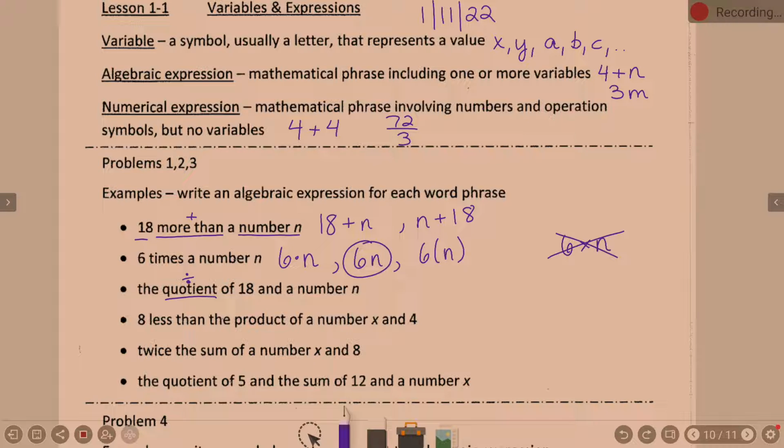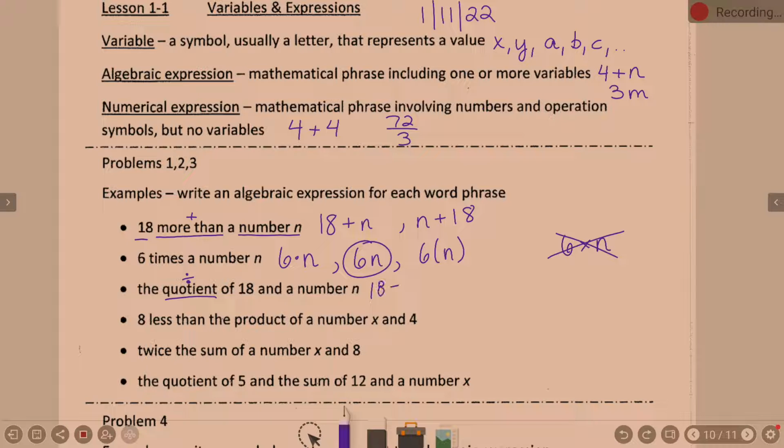Okay, so quotient is the answer to a division problem. So when we talk about the quotient of 18 and n, I'm trying to think what different things you guys said. If you tell me 18n, that's multiplication. Oh, he said 18 divided by n. Or you put 18 over n.